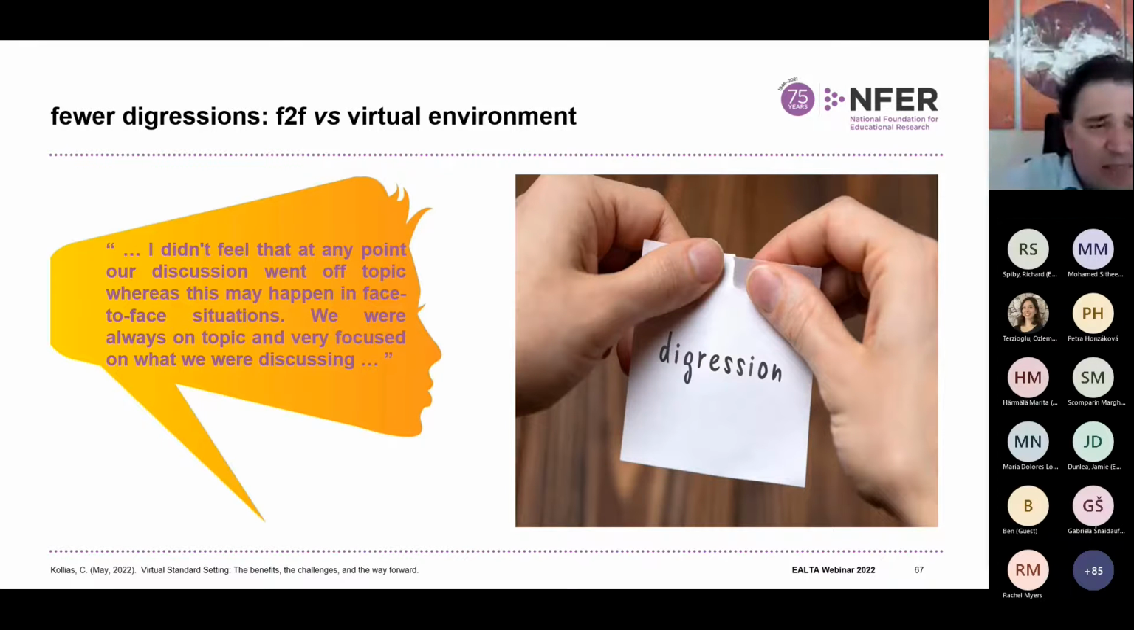Another judge said you have fewer digressions in the virtual environment. I didn't feel that at any point our discussion went off topic, whereas this might happen in face-to-face situations. We were always on topic and very focused on what we were discussing.